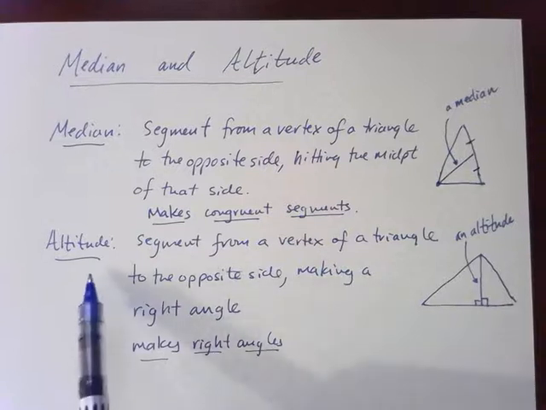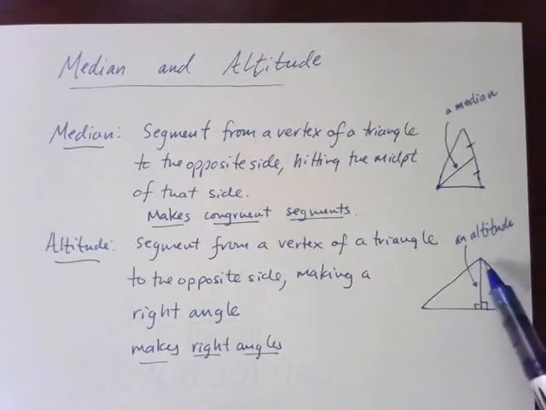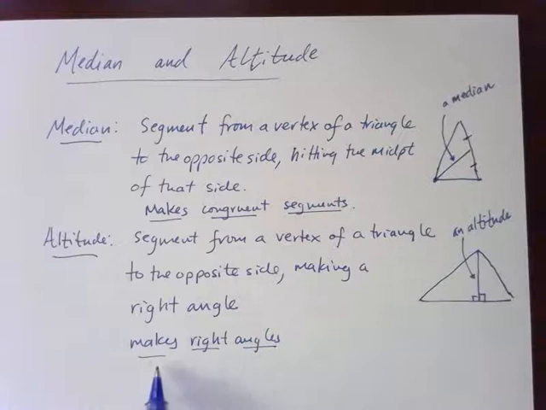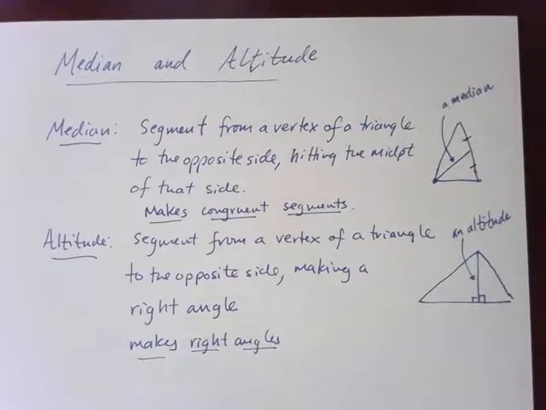Altitude is another word you've probably heard before in this context of triangles. That's a segment that goes from a vertex to the opposite side. In this case, instead of hitting the middle, the median would go over here to the midpoint. The altitude makes right angles. So when you see the word altitude in the context of doing proofs, you want to think, okay, altitudes make right angles. Let me do a short example where you use both of these terms in a proof.